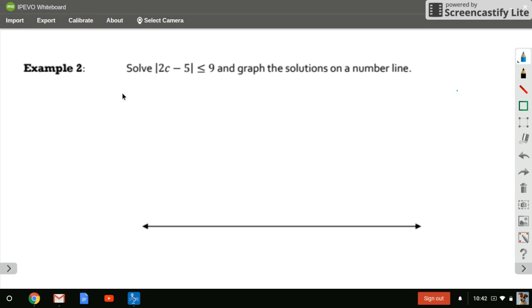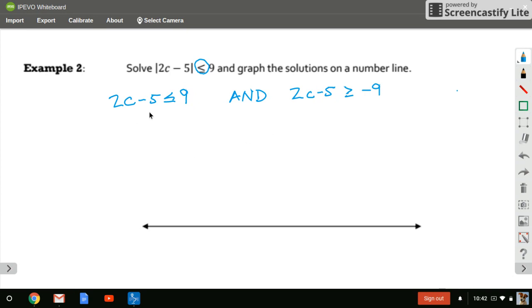So our first step is to go ahead and set up two equations. So 2c minus 5 is less than or equal to 9. Again, we kept that one just the same. Now this sign is less than, so that means we're going to have an and statement. Our second equation: keep what's inside the absolute value, flip the sign, and change the positive to a negative.